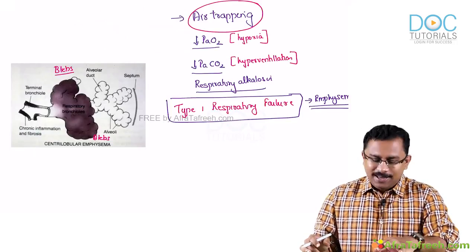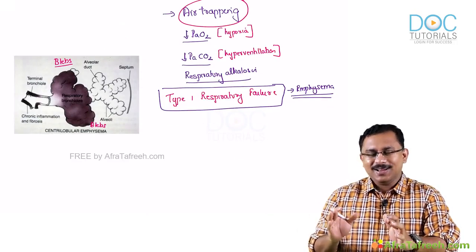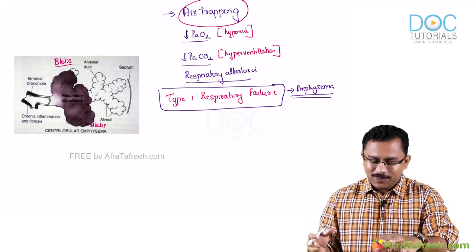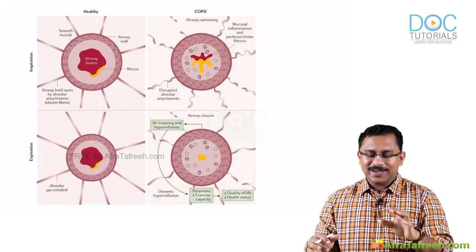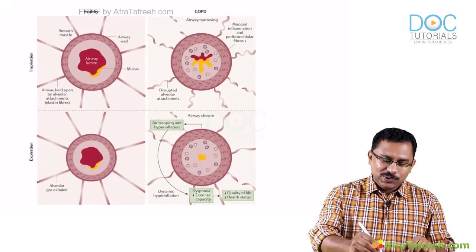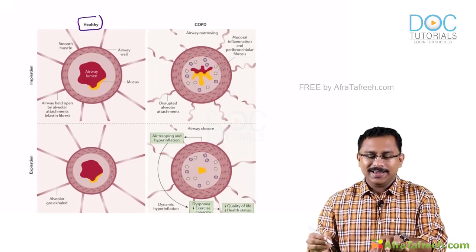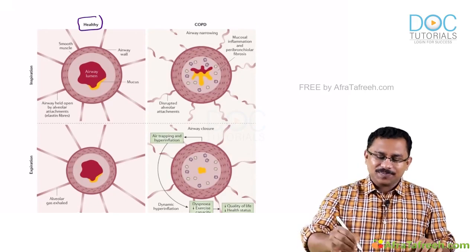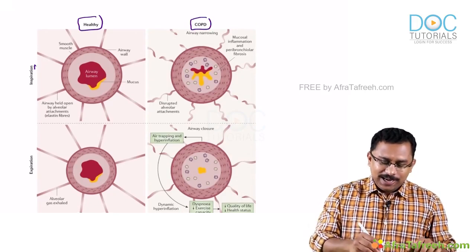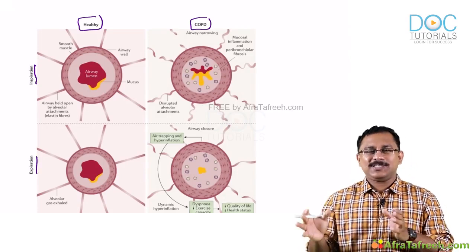Now having understood that, let's go a bit more into what is exactly happening and why this air trapping is happening. I'll just show you a picture. Just relax. We are just going to understand this picture. On the left-hand side, both above and below, is a healthy alveoli, and here it is a COPD patient. The upper two are inspiration and the lower two are expiration.